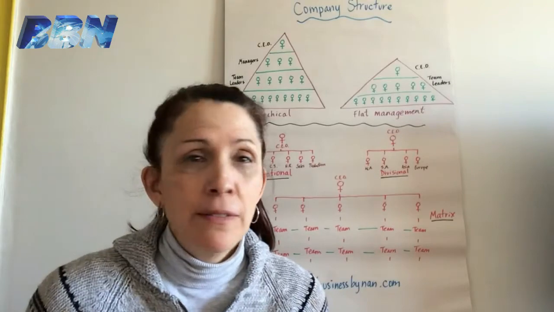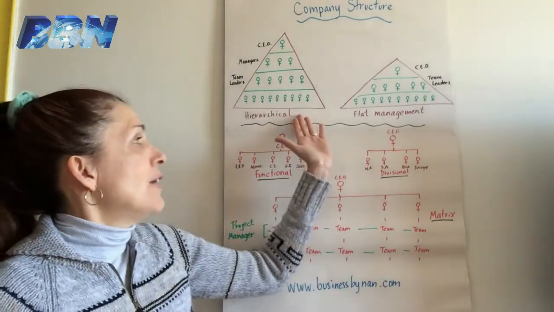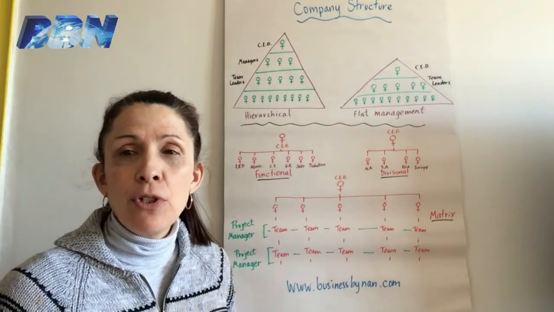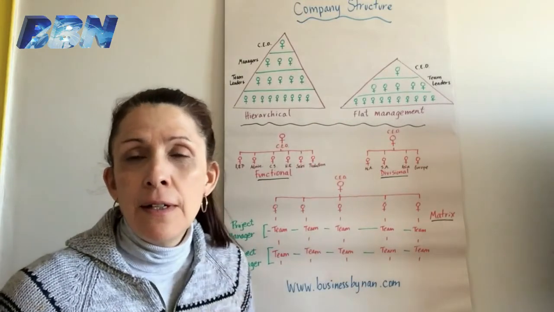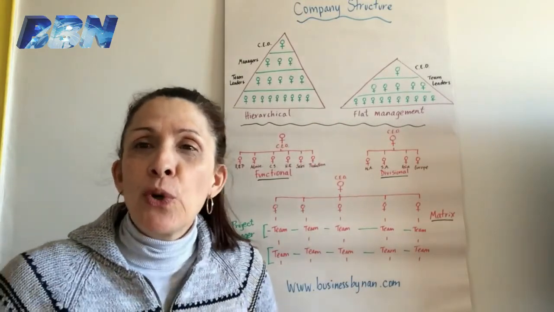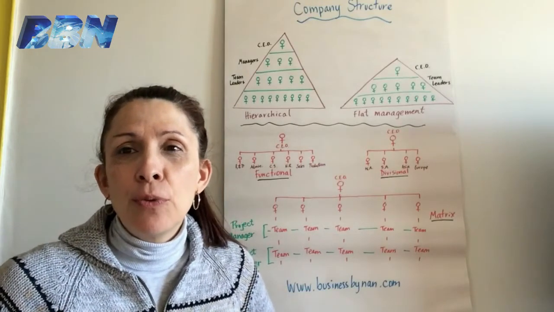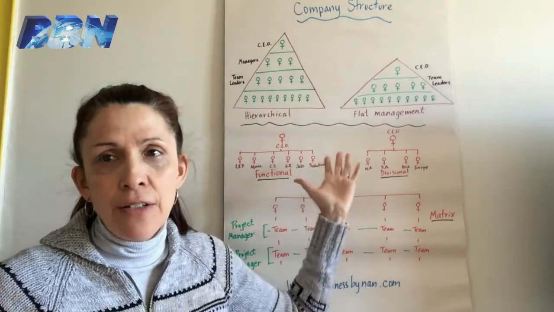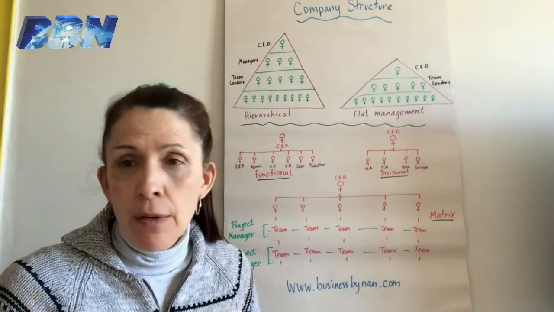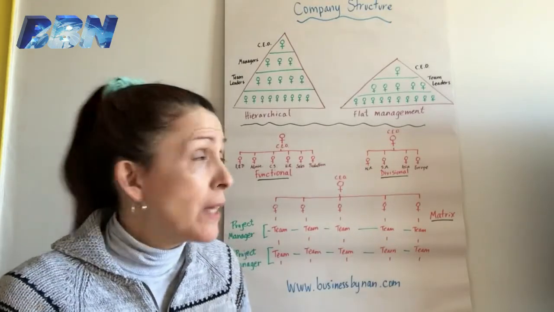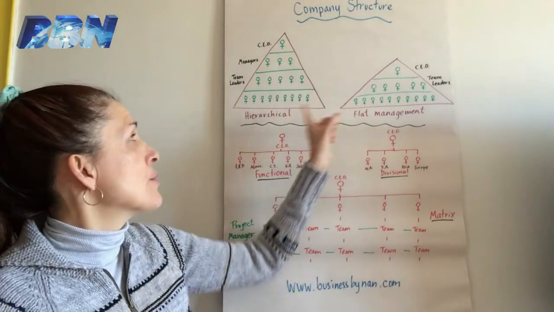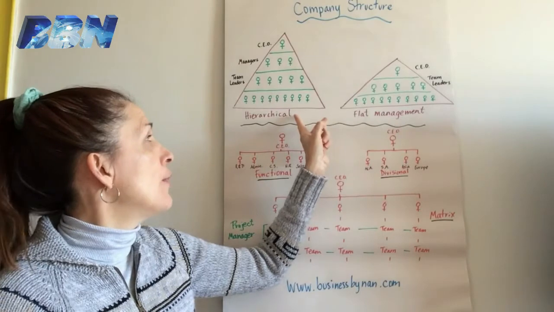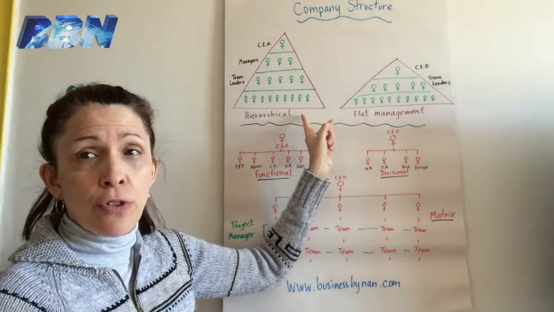So first of all, we have basically two types of company structure, and when we look at these, some languages use the word organogram. In English, we prefer the word organizational chart. So these are kind of organizational charts, but we can also use the word structure. So here we have two structures. You'll notice this one has more levels. It's called the hierarchical company structure.